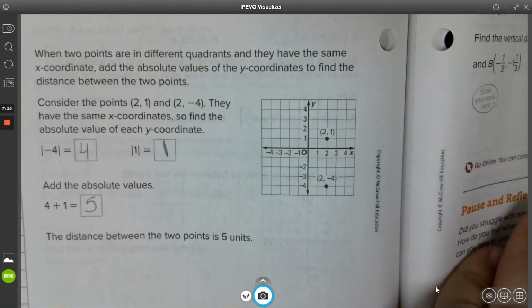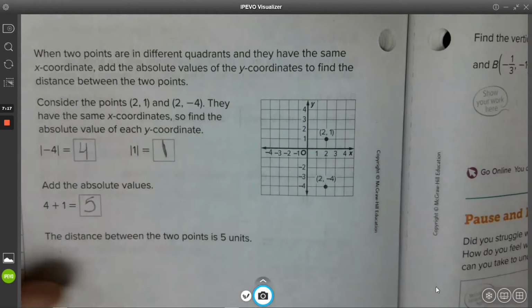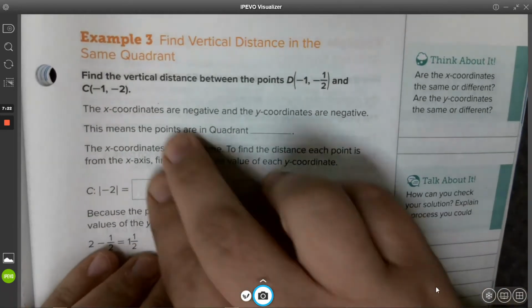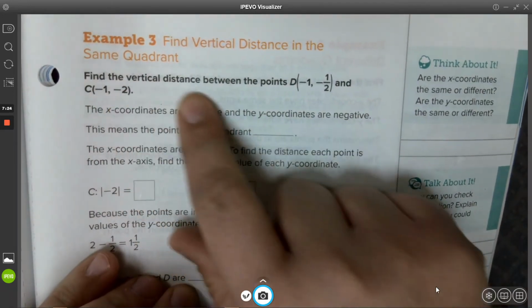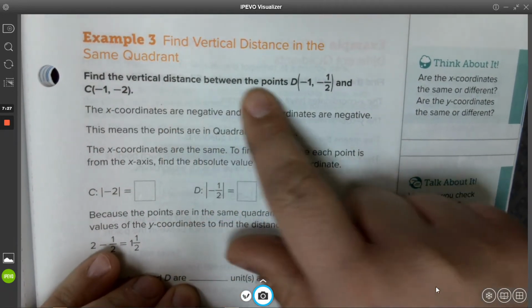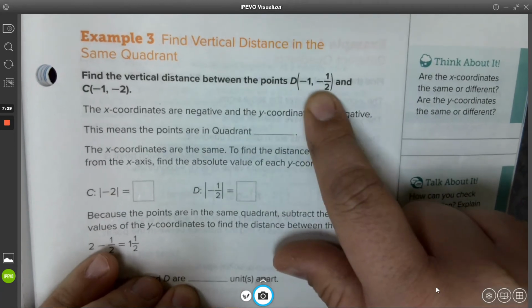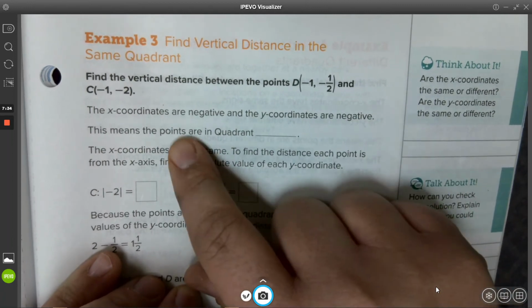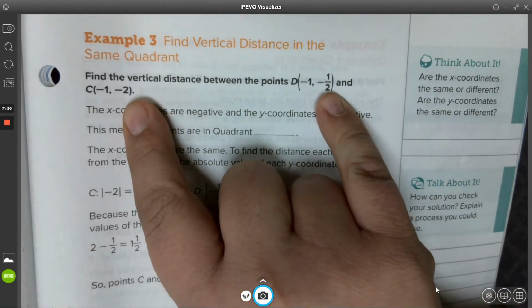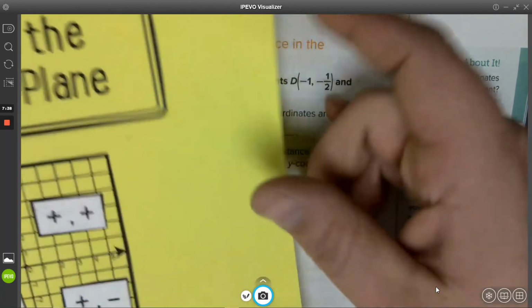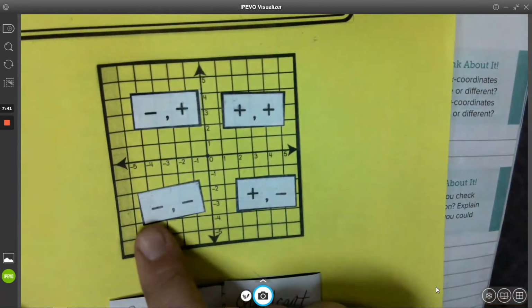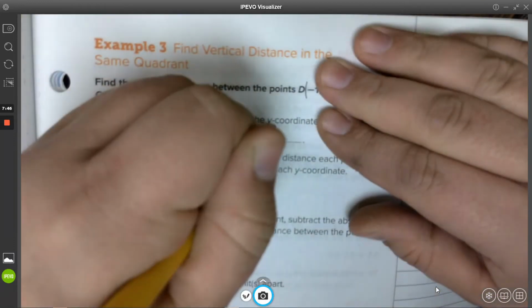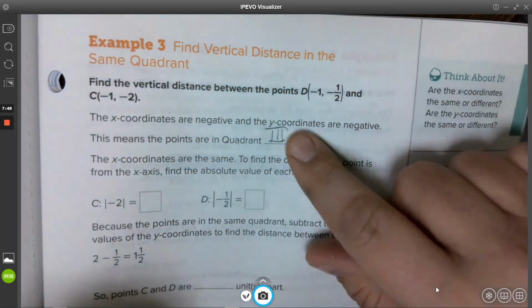Now let's go ahead and try some examples on page 249. So following along, here we have the vertical distance between points D, (-1, -1/2), and C, (-1, -2). Now, because they're both negative, negative, remember we can use our notes that we have. Negative, negative means they are in quadrant 3, right? So they're both in the same quadrant.